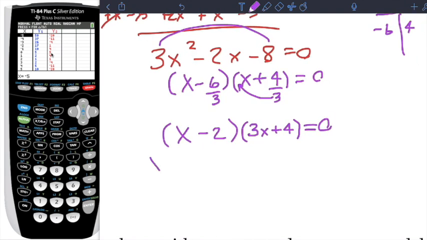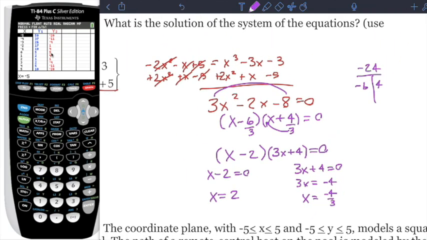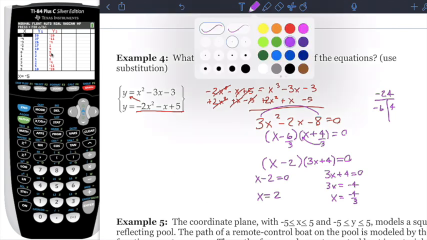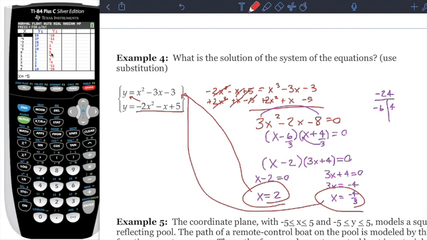Okay, and then from here, split your factors up and set them equal to 0. x minus 2 equals 0, so x equals 2. This other one, 3x plus 4 equals 0, so 3x equals negative 4. And then, once you divide, that'll get you x equals negative 4 over 3. Okay, and then we go and take those values now and plug them back into your equations here. As far as which one is easiest, neither of them are that great. So I'm going to choose the first one here.